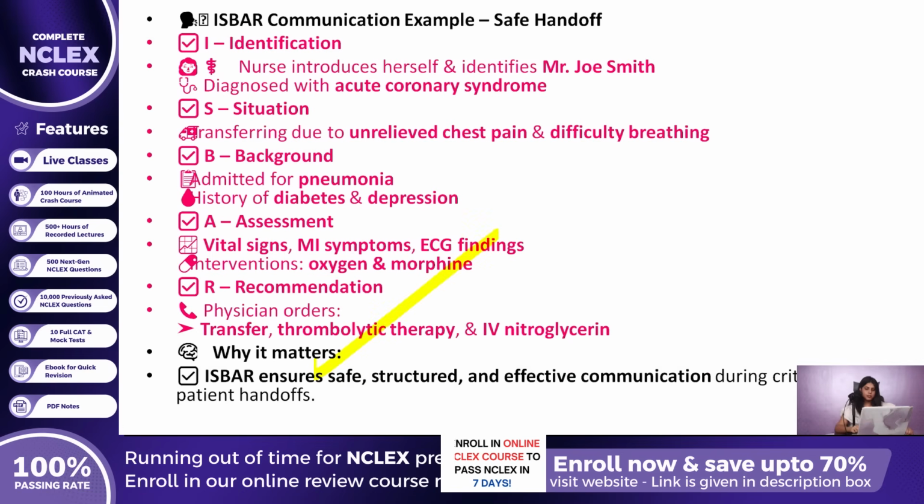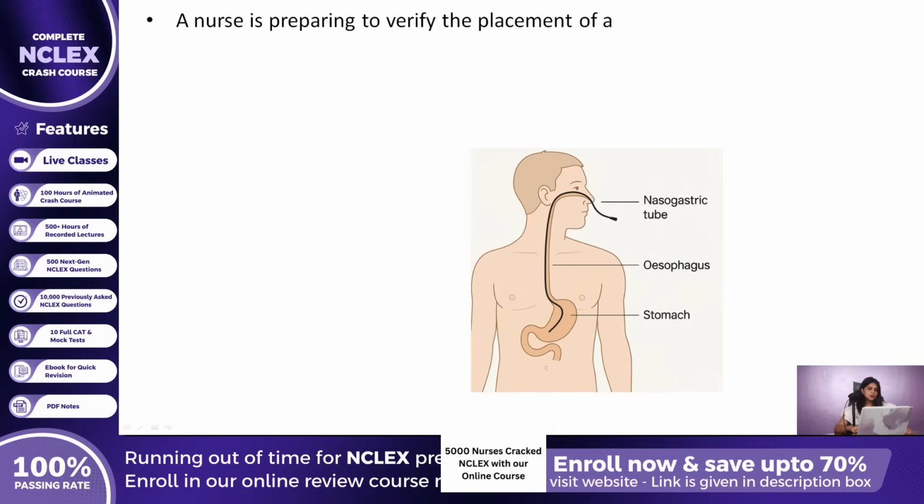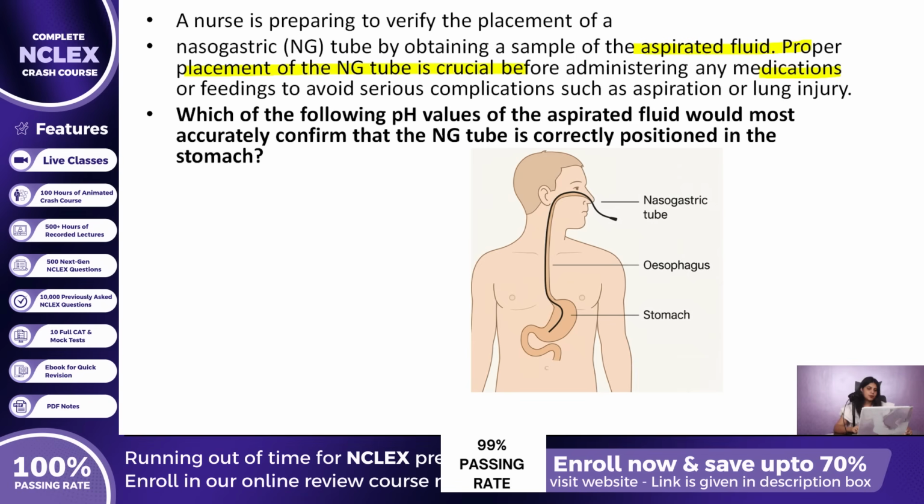Now moving on to question 15. A nurse is preparing to verify the placement of a nasogastric tube by obtaining a sample of the aspirated fluid. Proper NG tube placement is essential before administering any medication or nutrition, as incorrect placement can lead to complications like aspiration or lung injury. The question asks, which of the following pH values from the aspirated fluid would most accurately confirm that the NG tube is correctly positioned in the stomach?